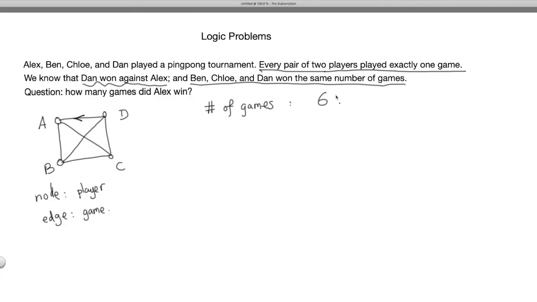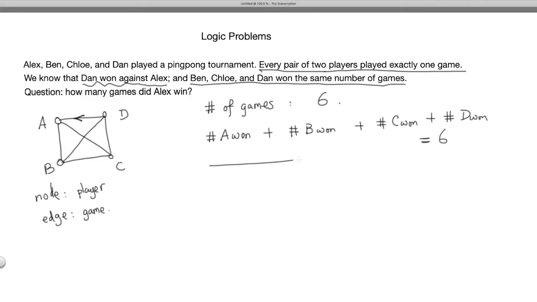Now just think about it. In every game, there will be one winner. So that means the total number of games won, from the players' perspective, the number of games A won plus the number of games B won plus the number of games C won plus the number of games D won is going to be 6, because there are 6 games in total, and in each game there's only one winner.